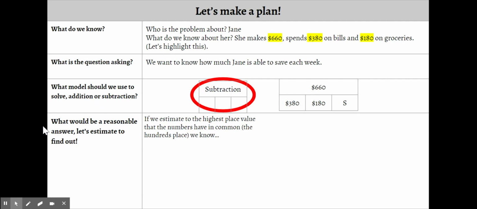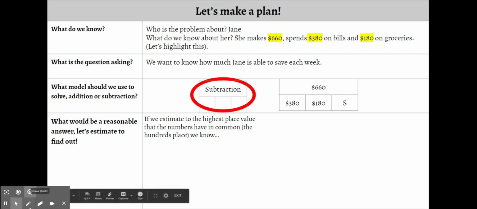Now we need to figure out what our reasonable answer would be by estimating. So we're going to estimate to the highest place value that the numbers have in common, which is the hundreds place. They all have a ones place, a tens place, and a hundreds place. So when we add and subtract, remember we're going to estimate to the highest place value that they have in common.